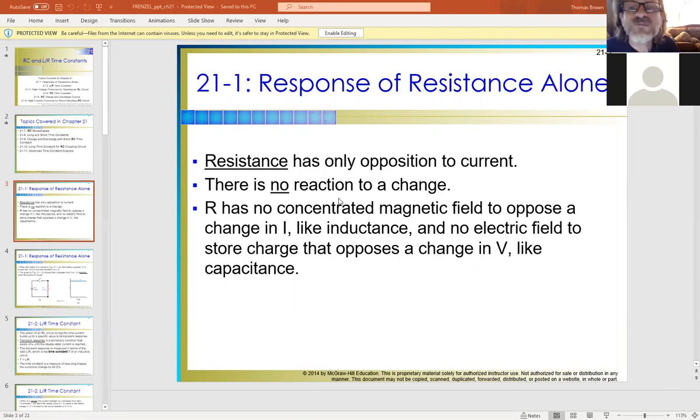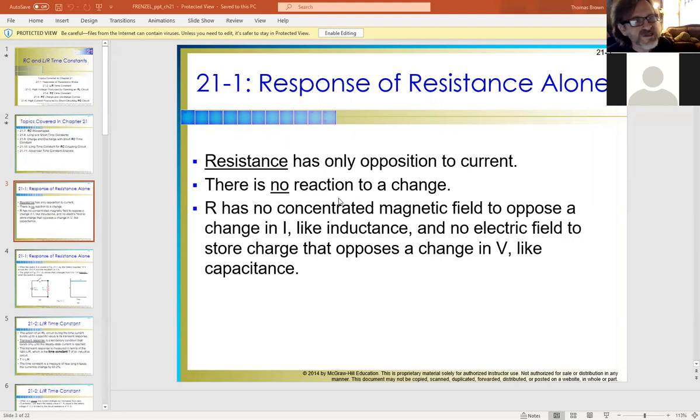So we take a look at it. The neatest thing about resistance is he's like old reliable. Resistance only has opposition to current, and as you see, there is no reaction. The inductor and the capacitors react, they respond to stimulus in different ways. But a resistor is like the old reliable. He's just tried and true and does his thing. There's nothing really special. It doesn't change our wave shapes, if you will.